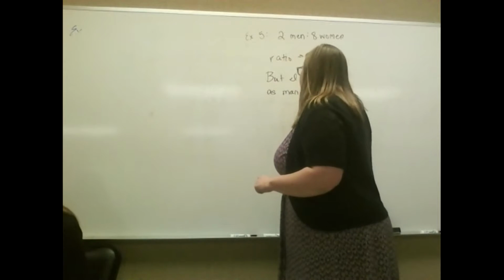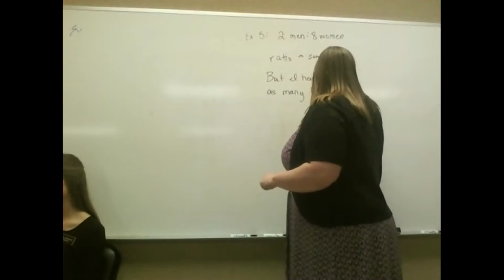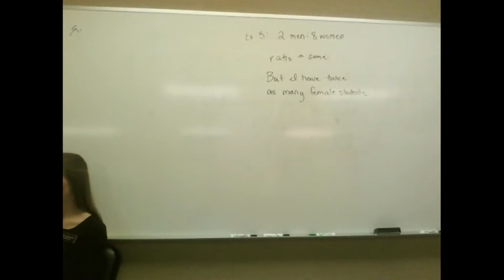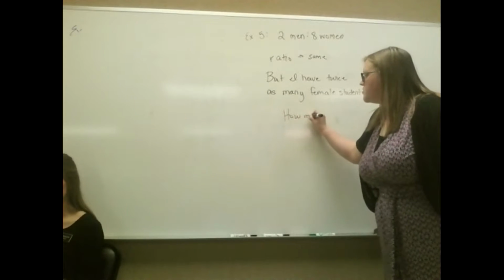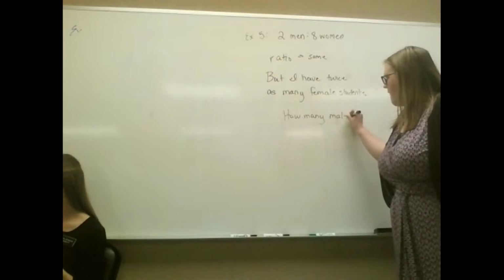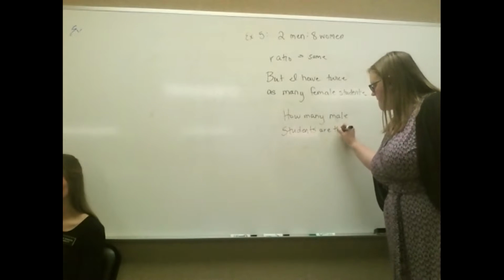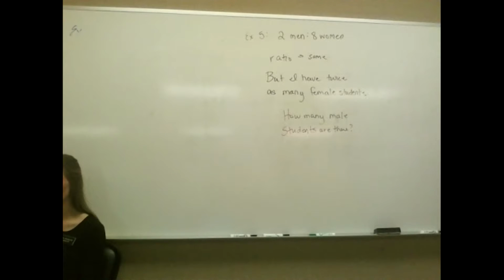And on the board, I'll write twice as many female students, because that's technically more correct. So if my ratio is the same, for every 2 men, there are 8 women, but I have twice as many female students, the question we want to answer is, how many male students are there? Yes, we're going to work through it though, Jane. For all of you that are thinking 4, yes, you are correct. We're going to actually walk through it.